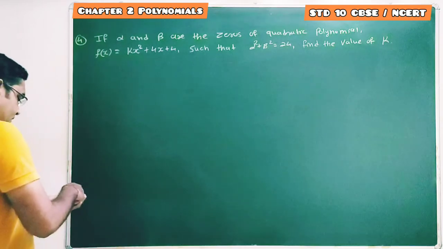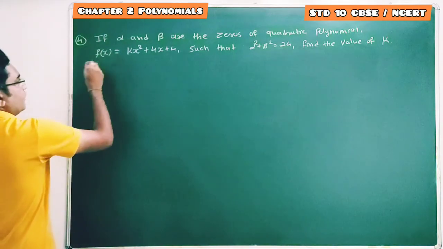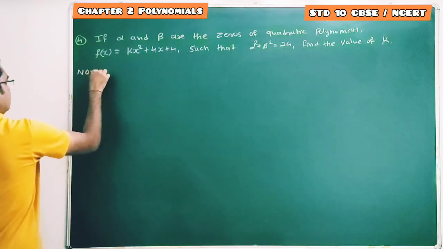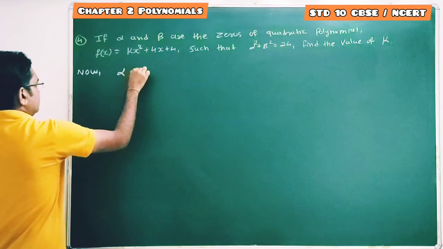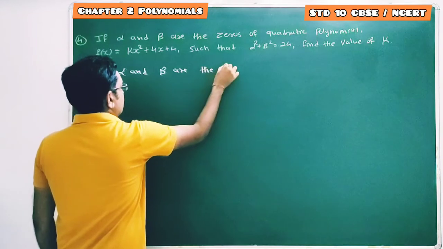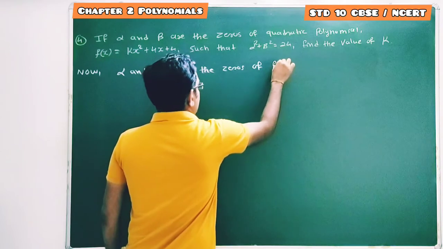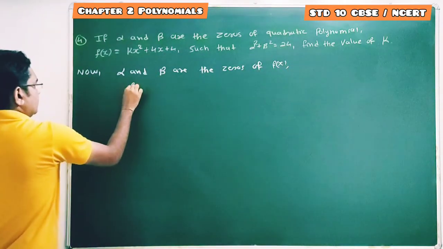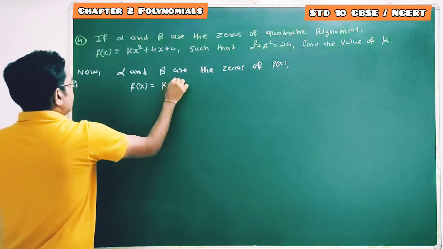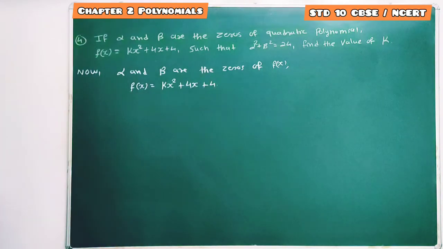Okay students, now question number 4. So here again alpha and beta are the zeros of one quadratic polynomial f of x equal to kx square plus 4x plus 4. So we start with the given things. Here we are given that alpha and beta are the zeros of polynomial f of x, quadratic polynomial f of x, where polynomial f of x is given as kx square plus 4x plus 4. This is given quadratic polynomial.